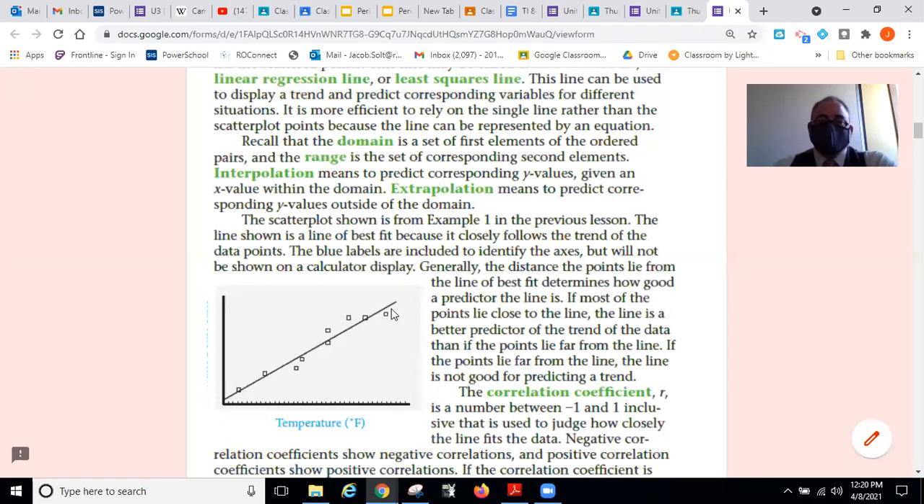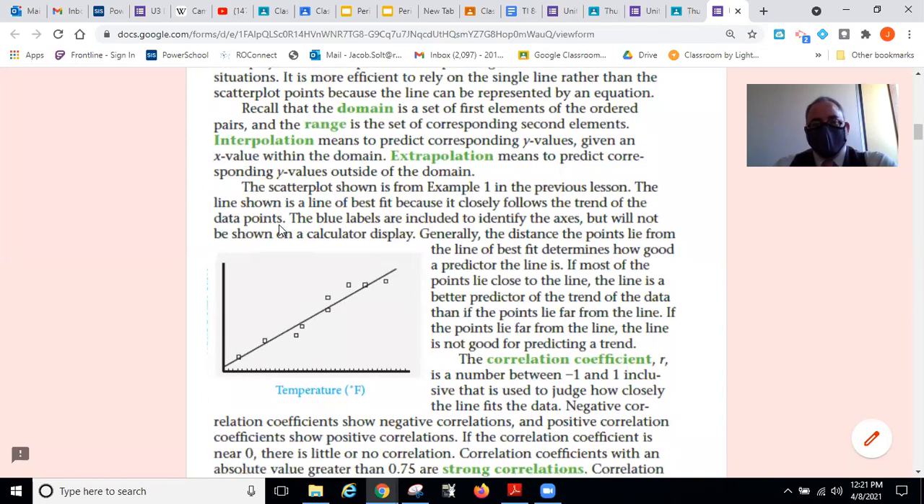Extrapolation means to predict a point outside my data. Like I don't even have data that's out here. But if I was to predict what was going to go on over here, this would be extrapolation. All right. So interpolation is between the data that I have. Extrapolation would be outside that data range.